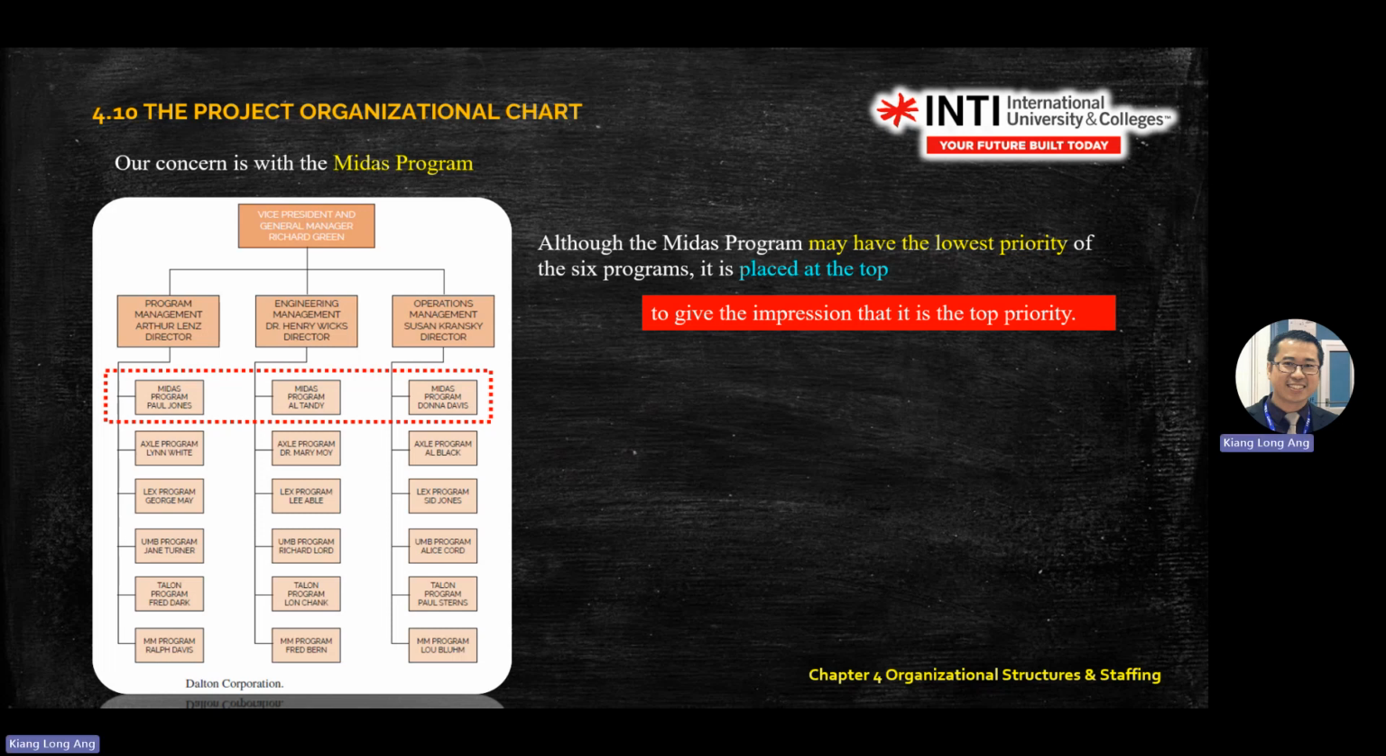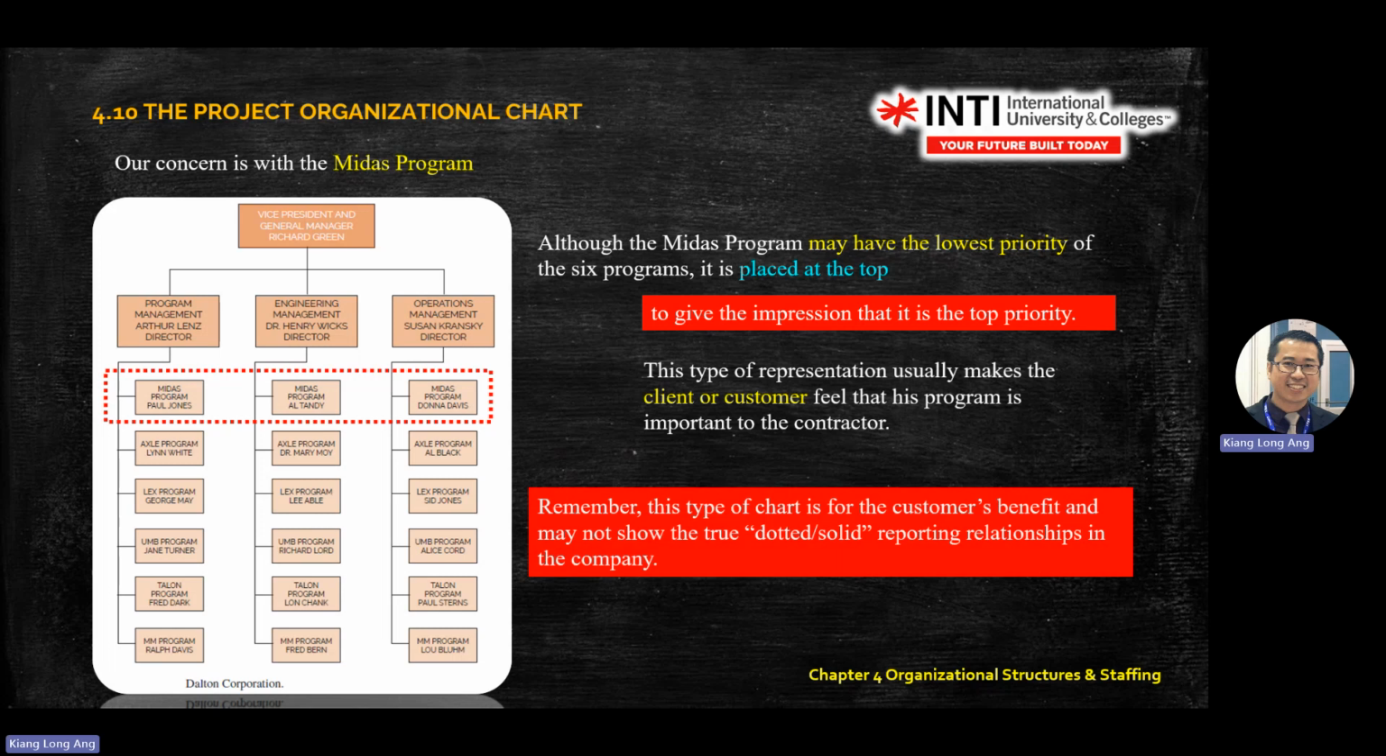Sometimes this organization is for the customers or when you do a bidding presentation. Like for example, this Richard Green goes and presents a proposal to the Midas director. They want to bid for the Midas program. So of course they put Midas on the top, so that you see that, oh, your proposal gives me priority and so on. Usually for presentation to the customers.